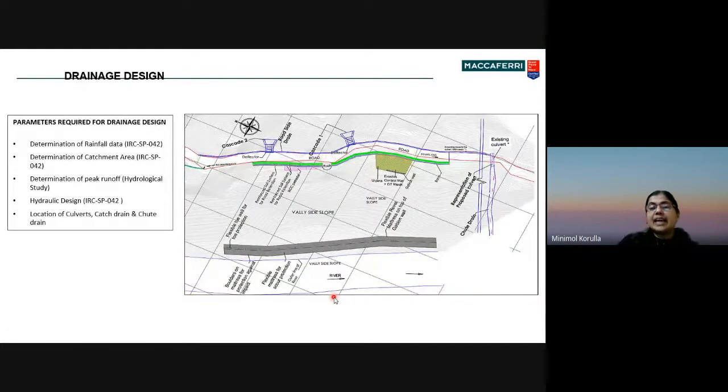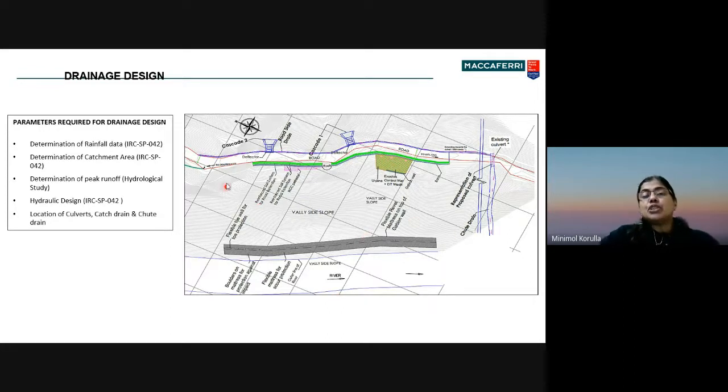Now, how to design the drainage system? Can we just give it randomly, or just by doing some assumption? No, it has to be designed basically as per IRC SP 42. If we can design as per IRC SP 42 and then present to a client or a consultant, they will be very happy because the code is describing almost everything.